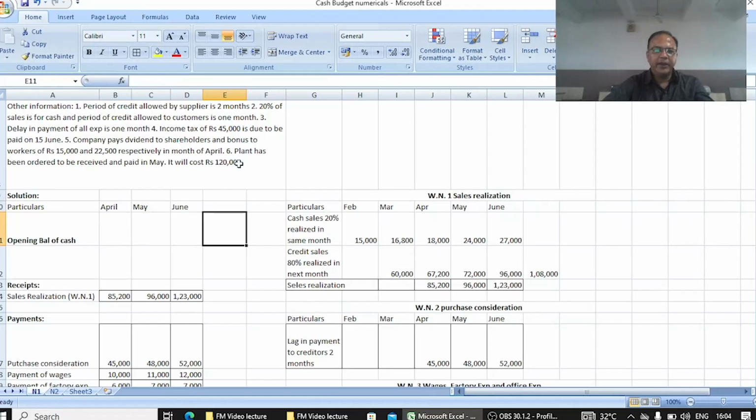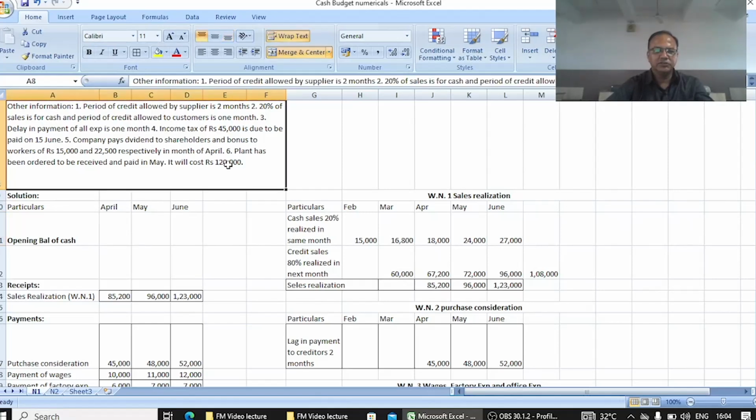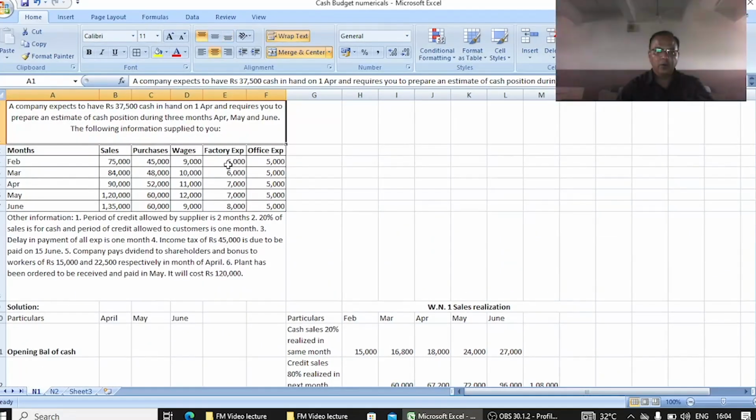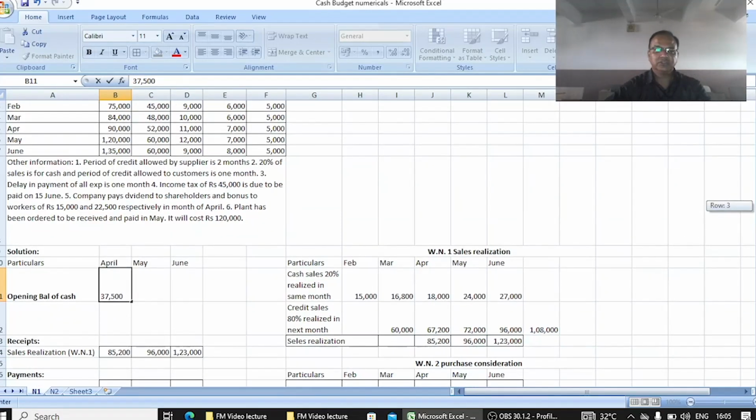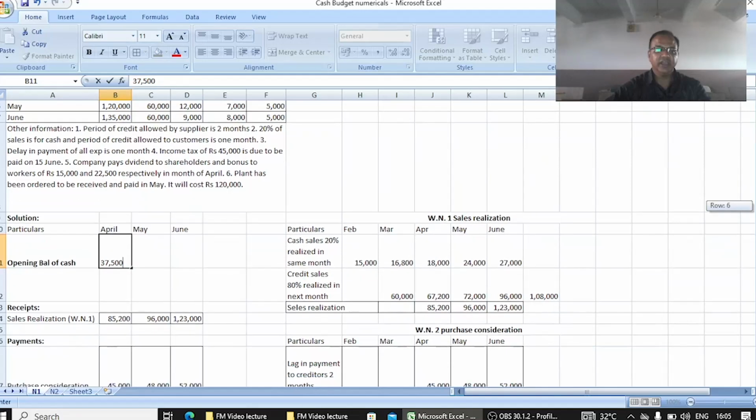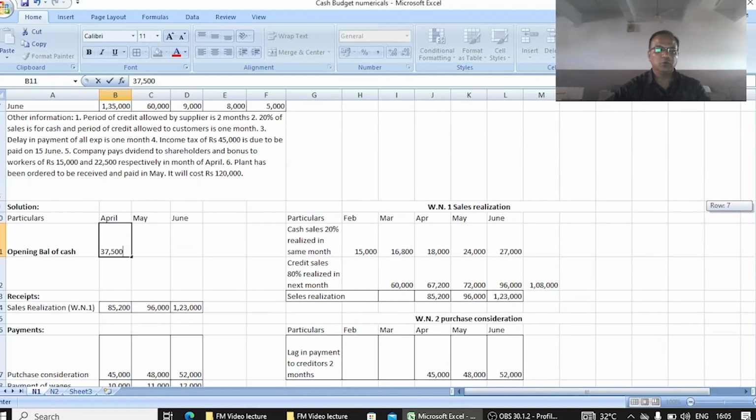Now, it's given in the question that opening balance of cash on 1st April is 37,500. Now, sales realization is 85,200.